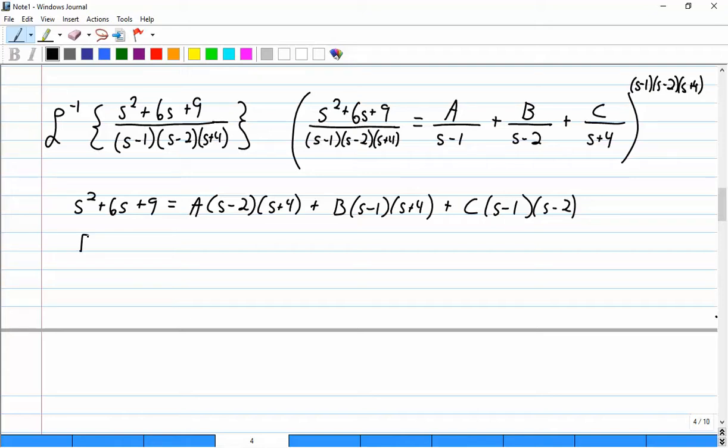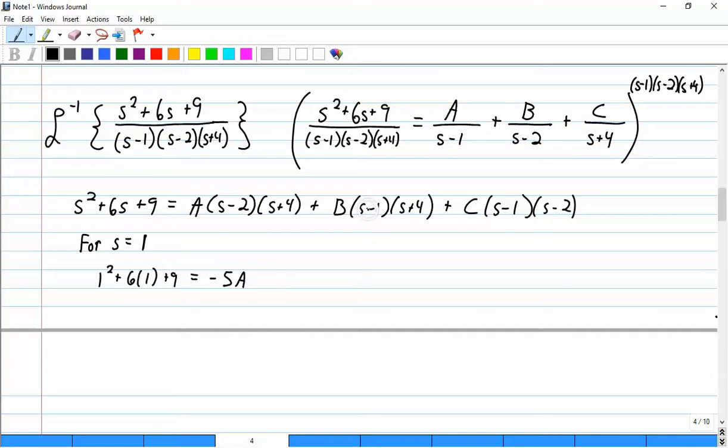So if I let s equal positive 1, then what would the left side of my equation be? I would have 1 squared plus 6 times 1 plus 9 equals, and then let s equal 1 here and s equal 1 here. So that means I would have negative 1 times 5 times A. Negative 1 times 5 is negative 5, so that would be negative 5A.